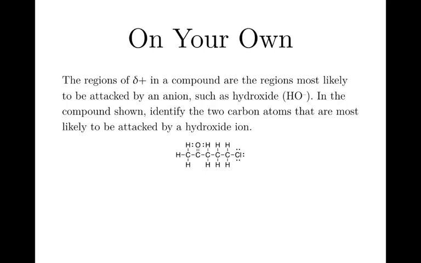So on your own, it says that the regions of delta positive in a compound are the regions most likely to be attacked by an anion, such as a hydroxide. In the compound shown, identify the 2 carbon atoms that are most likely to be attacked by a hydroxide ion. So if you can now pause the video for a couple of minutes and attempt this question on your own, that would be great. Thank you.